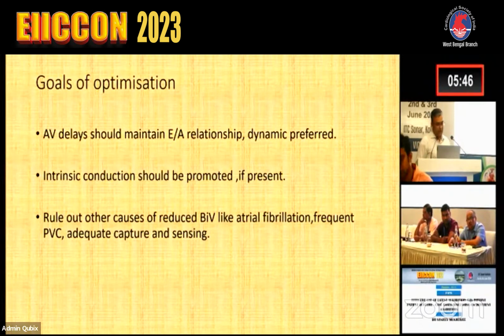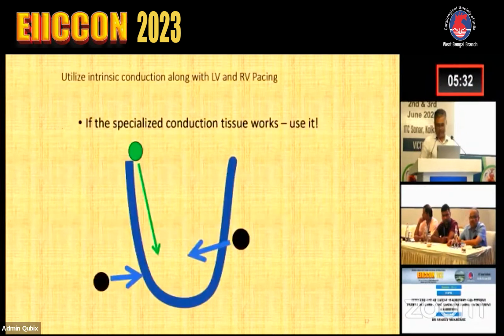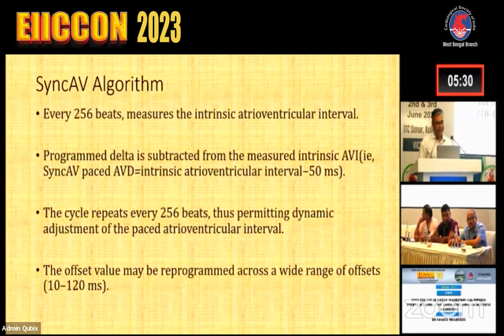So your aim of optimization is, one, dynamic AV delays, and of course other things that you need to do. You make sure that intrinsic conduction is there, use it to fuse your BiV, and other causes like atrial fibrillation, PVCs, etc. be taken care of when your patient comes to you. So the algorithms that are there, quickly going into, one is from St. Jude, and this is for Abbott.